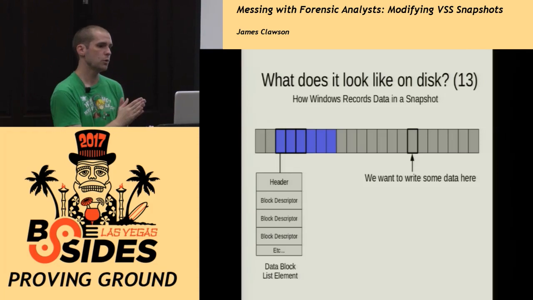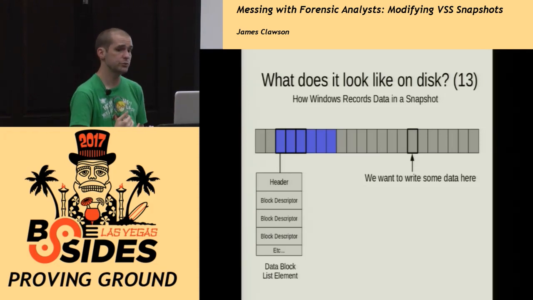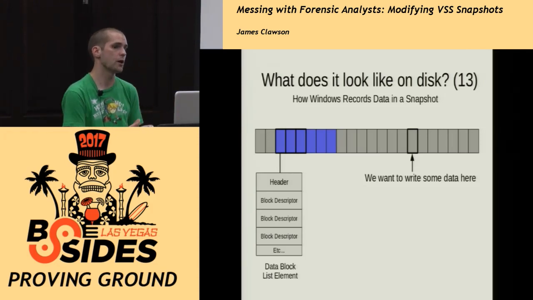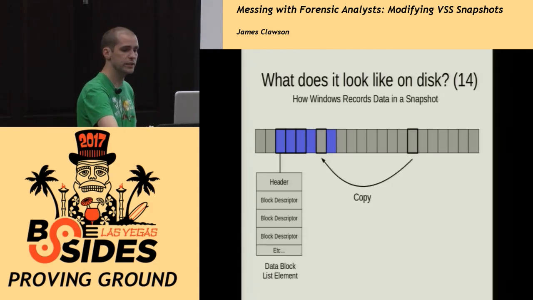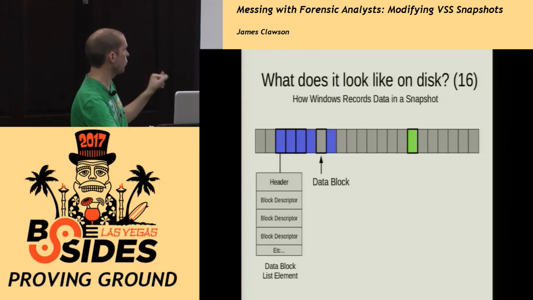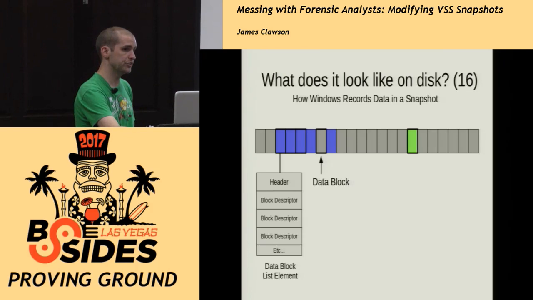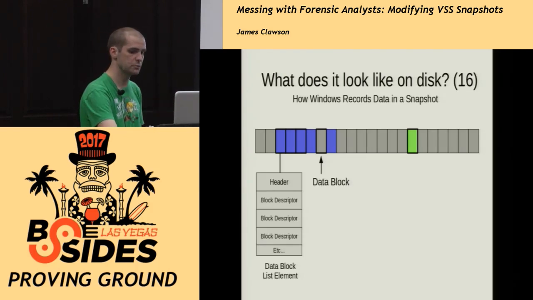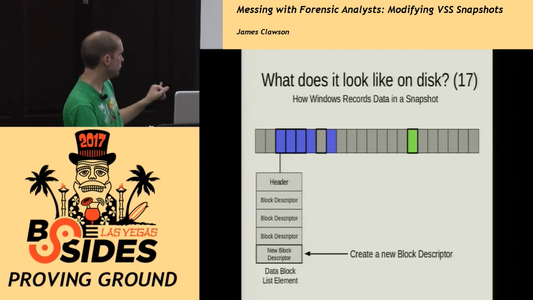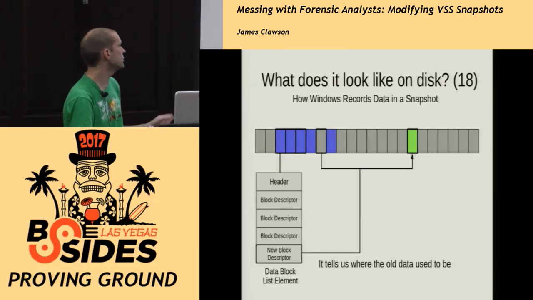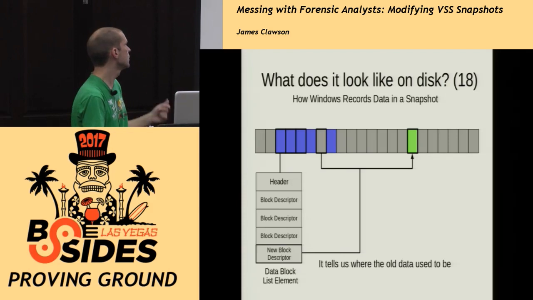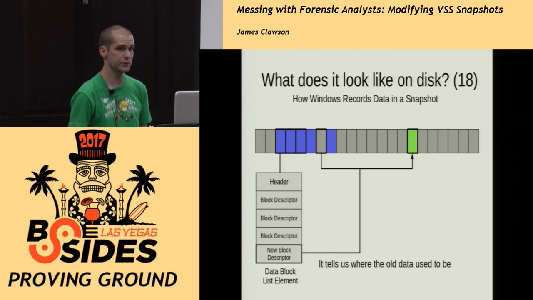All right, so one more time, let's go over how Windows saves data to a snapshot, but in a little bit more detail this time. We want to write some data to our hard drive. First, we copy the old data to the snapshot. We write our new data. Now, this old data that we wrote to the snapshot, it's referred to as a data block, just 16 kilobytes of raw data. Now what we do, we create a new block descriptor. And this new block descriptor simply tells us where the old data used to be. It just tells us that where the gray block is now, it used to be located where the green block is.